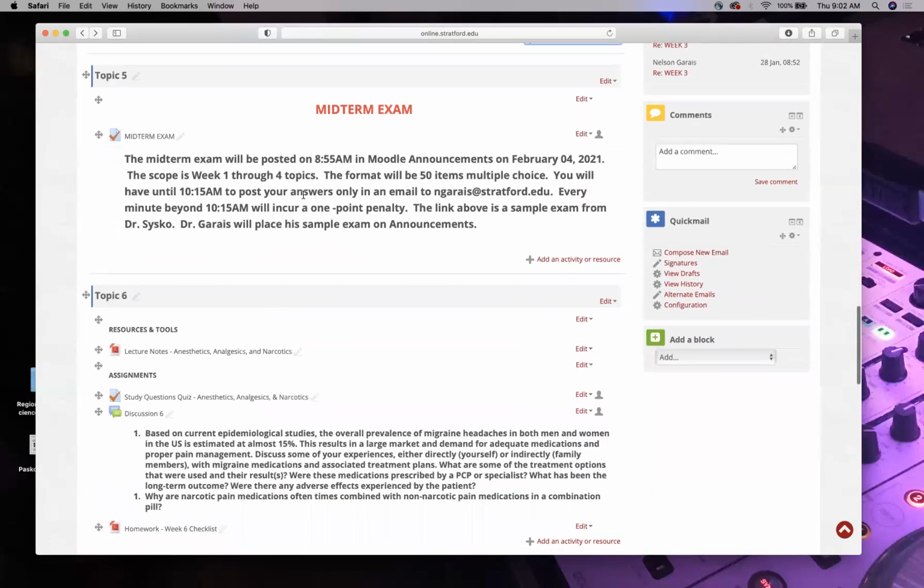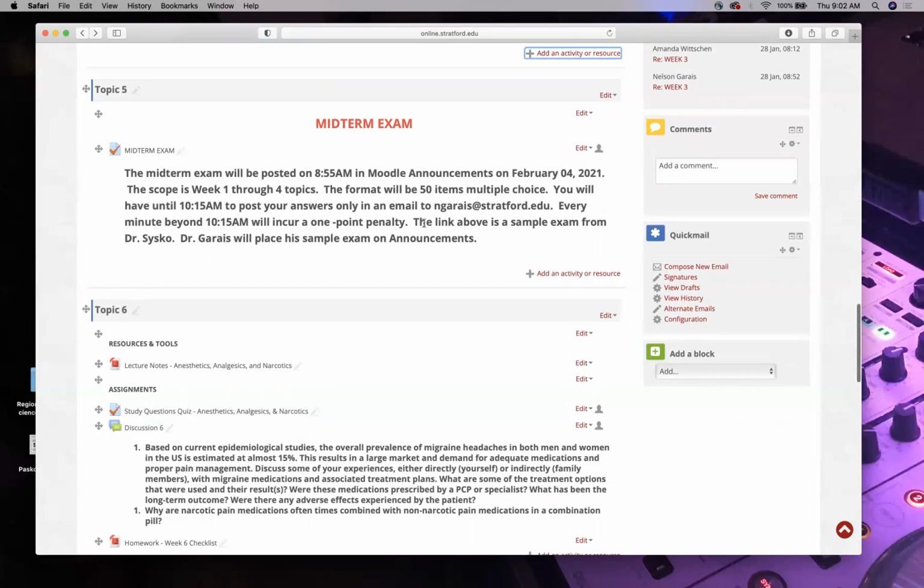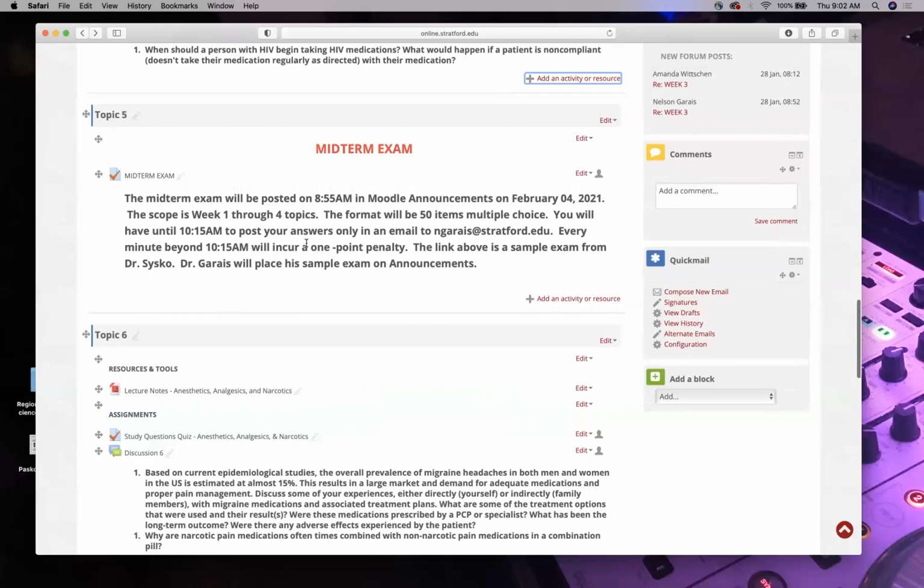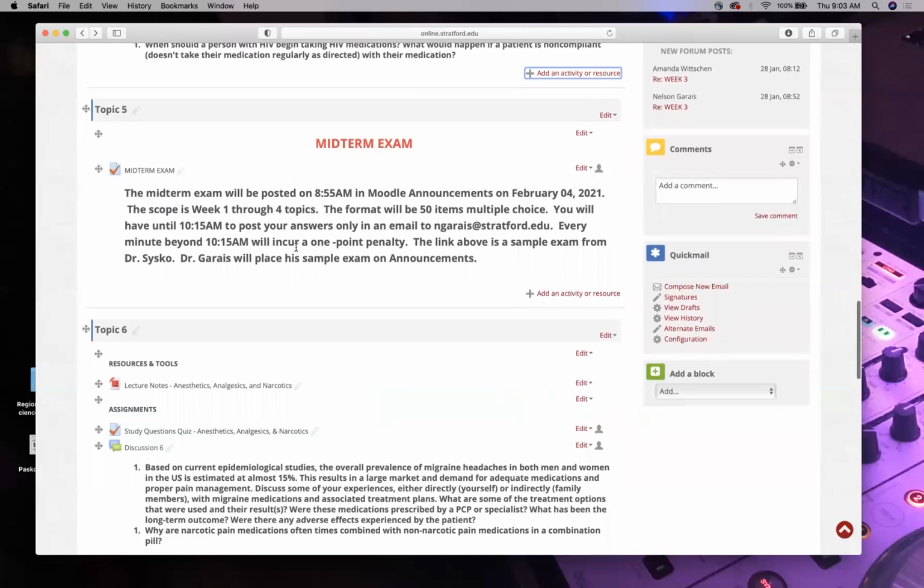Now, the midterm exam will be posted in Moodle announcements. If you've had me before, you probably already know this protocol. If you click on this midterm exam here, that is Dr. Cisco's version. She has an 80-item midterm exam, and it looks kind of like mine. It's also good practice. I will also be putting a practice exam in announcements, as usual, as my protocol to help you guys out in studying.